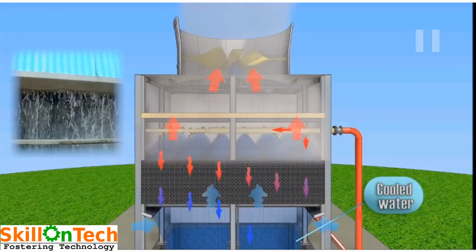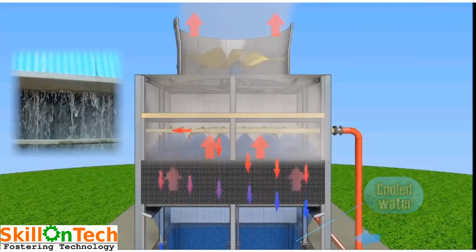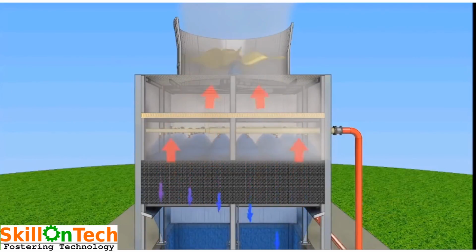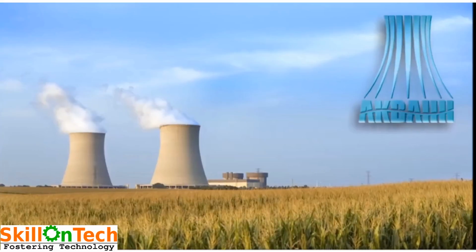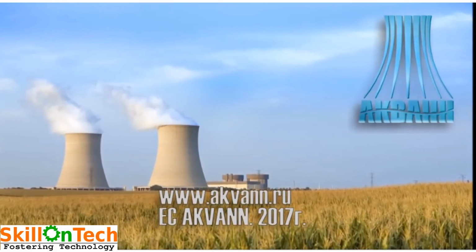So now you can see the cold water is continuously falling in the cold basin and then it will be pumped to the process plant. This is all about the cooling tower and its component functioning. I hope you understand how important the cooling tower is for any industrial plant.